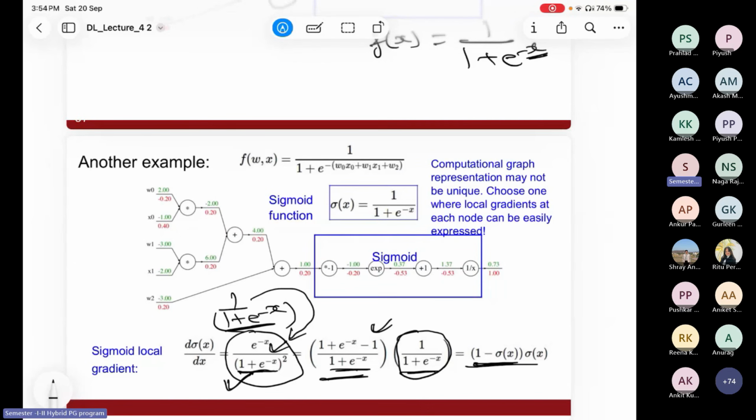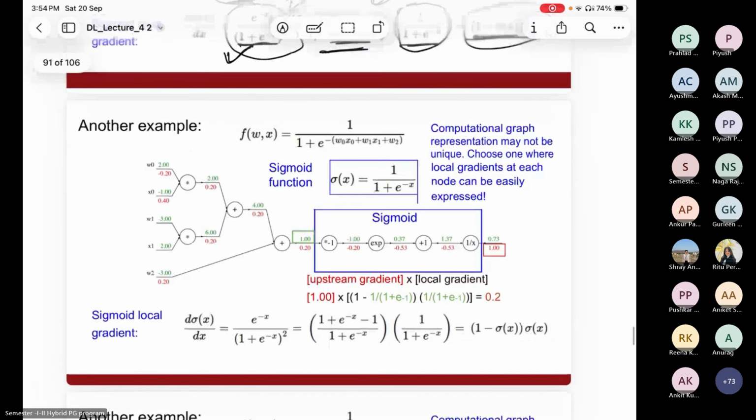So since I know the formula of the gradient, why should I go through all these steps? So what I'll do in the back propagation, I'll not find the gradient here. I can directly apply this formula and we'll get the gradient. So I can skip all these things and start from here.